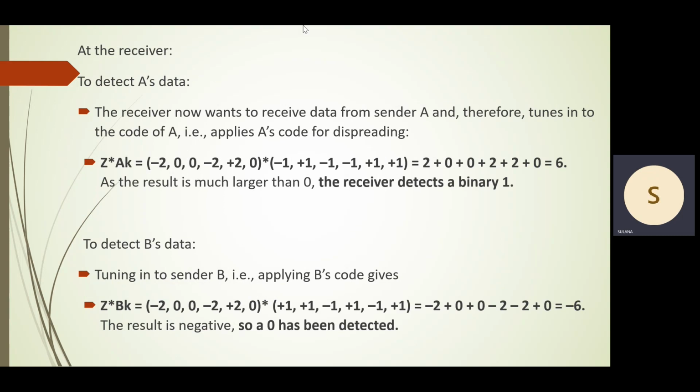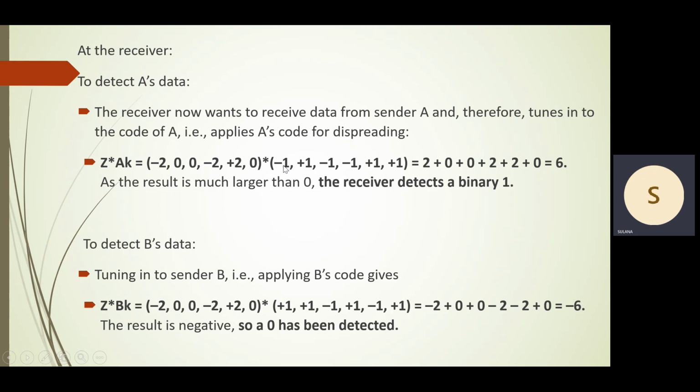Now at the receiver, what the receiver needs to do is retrieve the values transmitted by A and B. What were the bits transmitted by A and B? A had transmitted a 1, B had transmitted a 0. The receiver needs to detect that. In order to detect that, the receiver multiplies the signal it receives, Z, with A's key in order to retrieve A's data. This is the signal it received: -2, 0, 0, -2, +2, 0. It multiplies it with A's key in order to get back A's data.